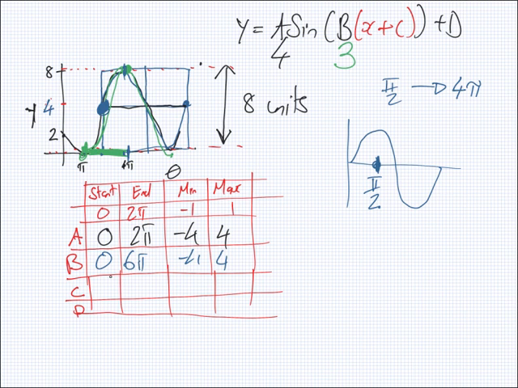5 over 2 pi. And if I add 6 pi to that, what's that? 5 over 2 plus 6, please. What is it? 17 over 2 pi. Minus 4 to 4. So finally, what did I need to do at the end?